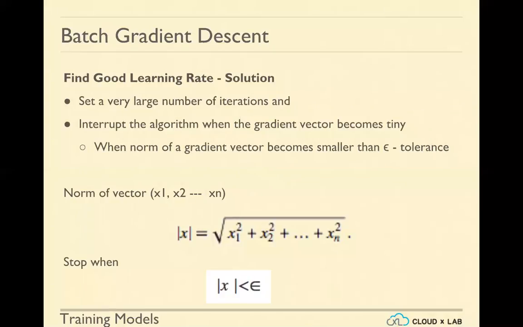So essentially, we set a very large number of iterations and interrupt the algorithm when the gradient becomes very tiny. Okay, so we can interrupt the algorithm when the gradient becomes very tiny.